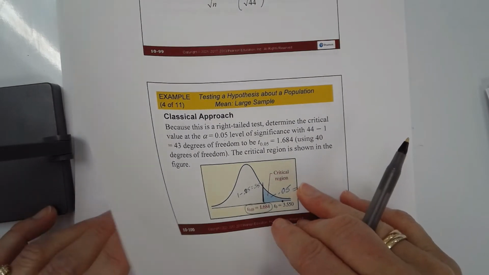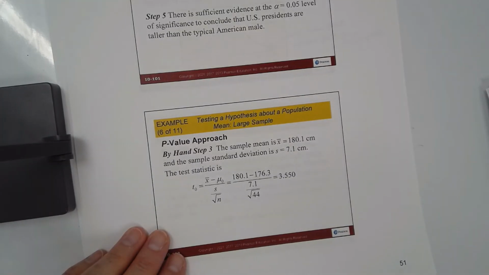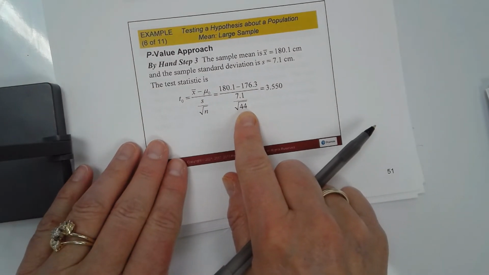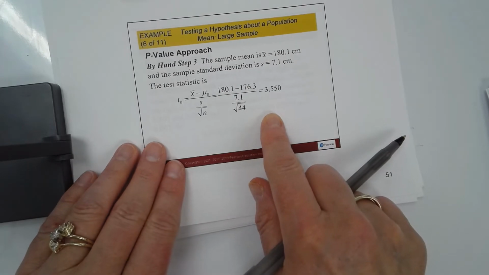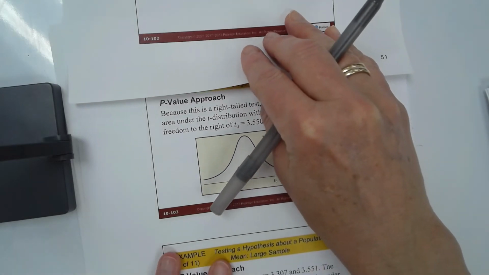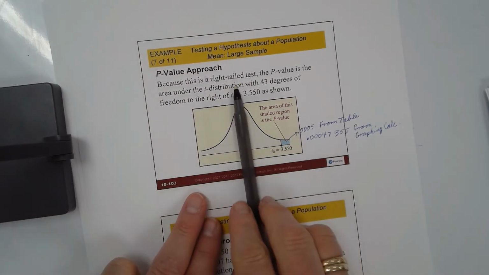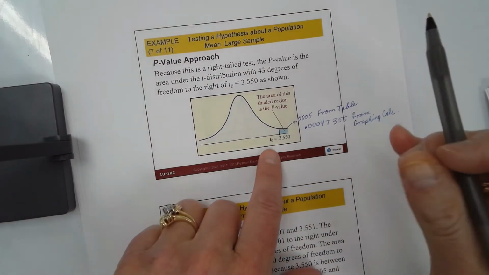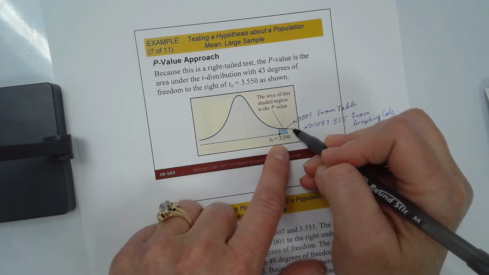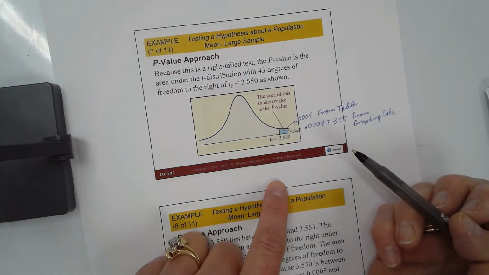Okay, so let's look at the same problem, but using the p-value approach. So you still find the same test statistic. This is the same test statistic that we found before. Then you take that test statistic and put that on your graph. So 3.55, the mean is in the middle, 3.55 is to the right. Then you have to find the area to the right of that, because we had a right-tailed test. So we're looking for the area to the right of that.